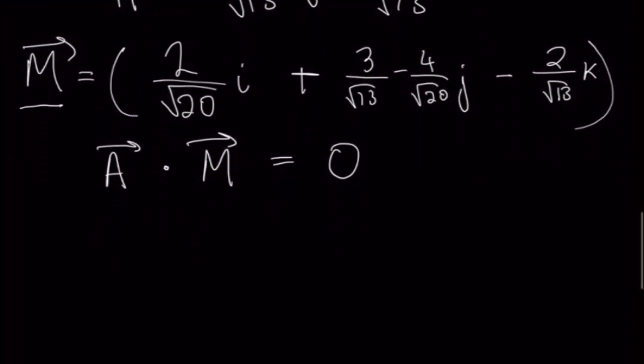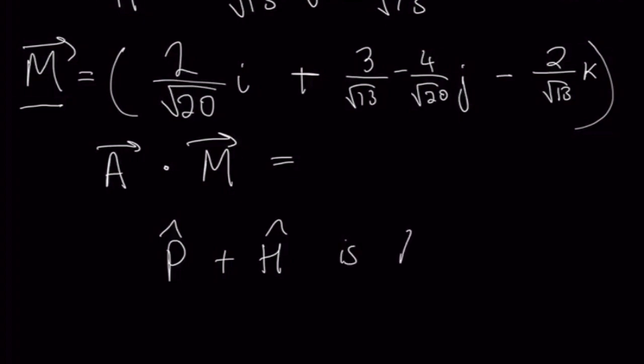But spoiler, the dot product is not 0, and so for part C, P plus H is not orthogonal or perpendicular.